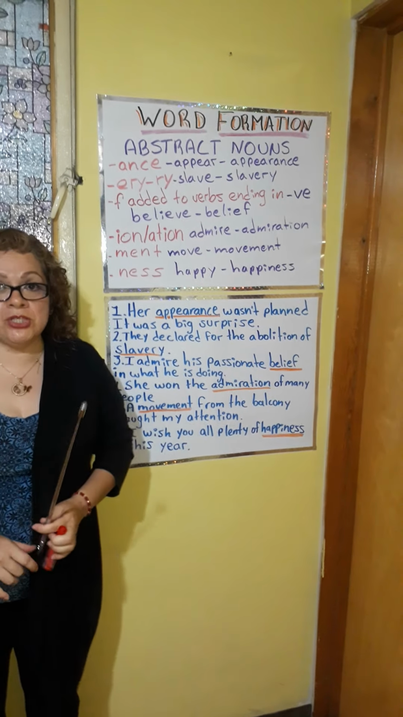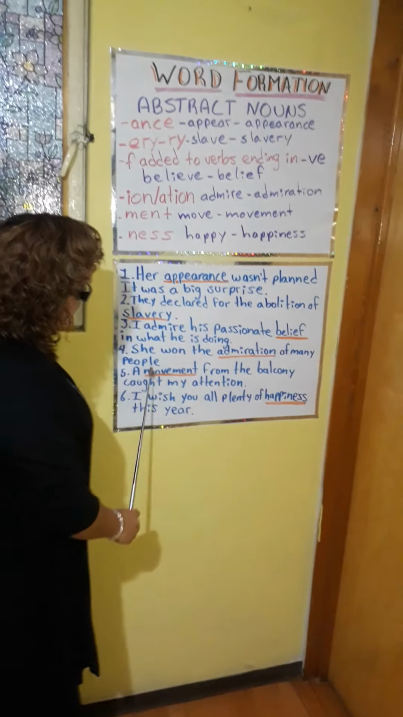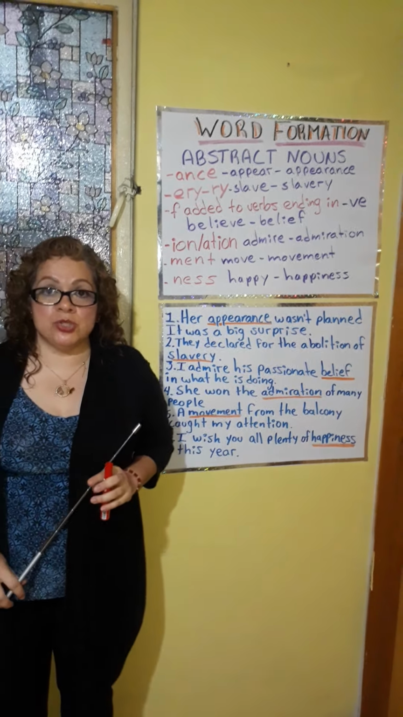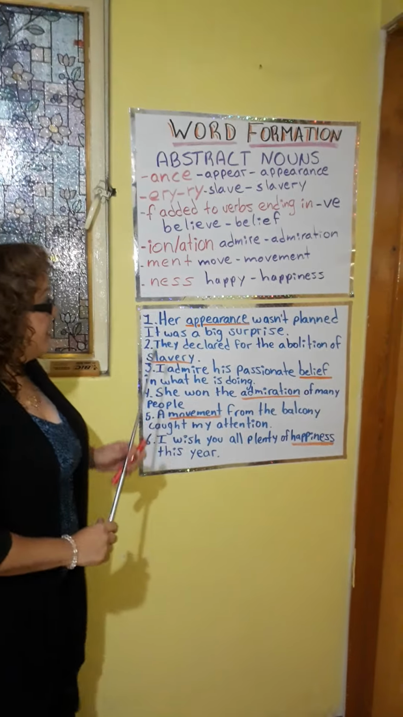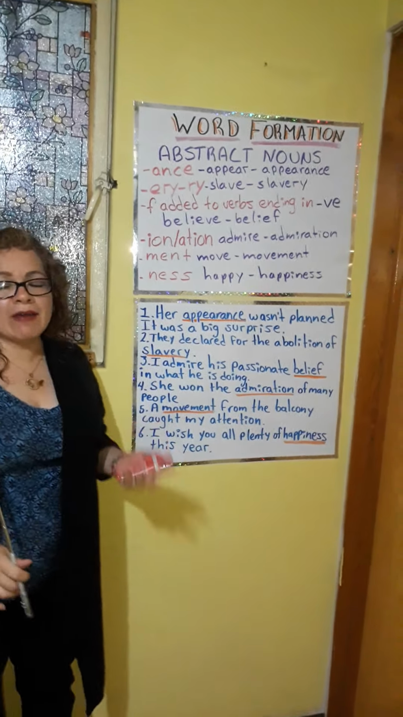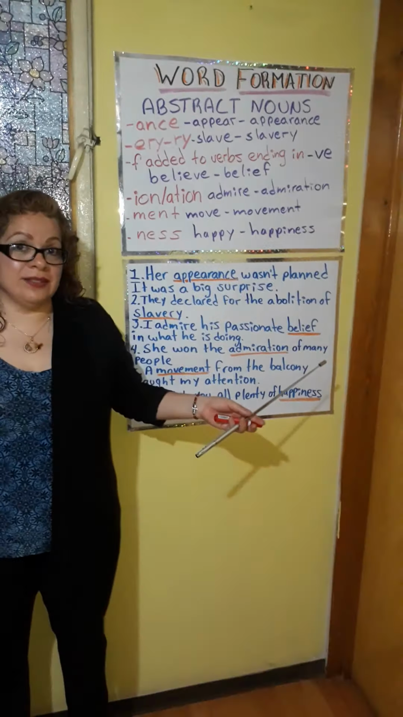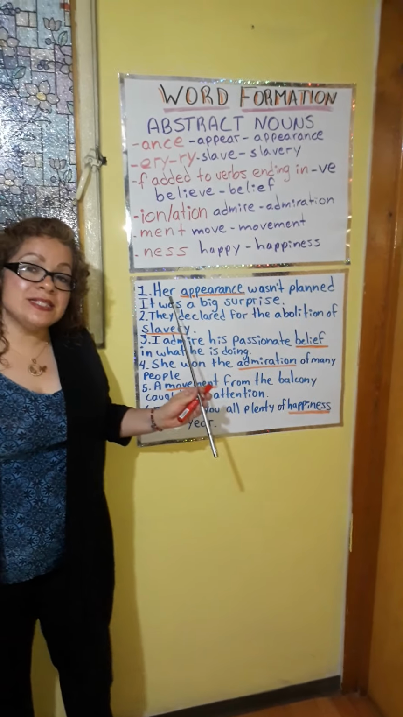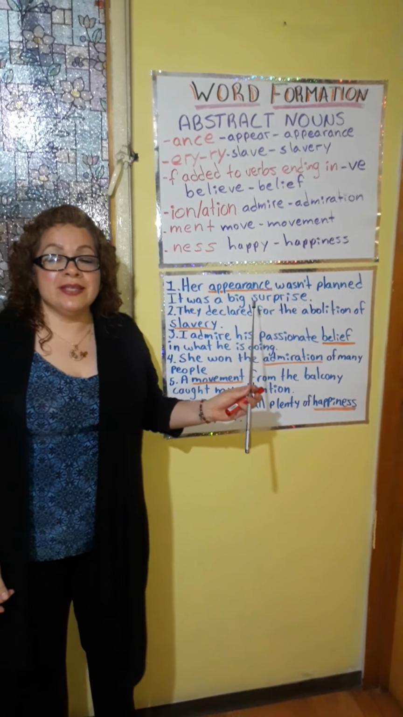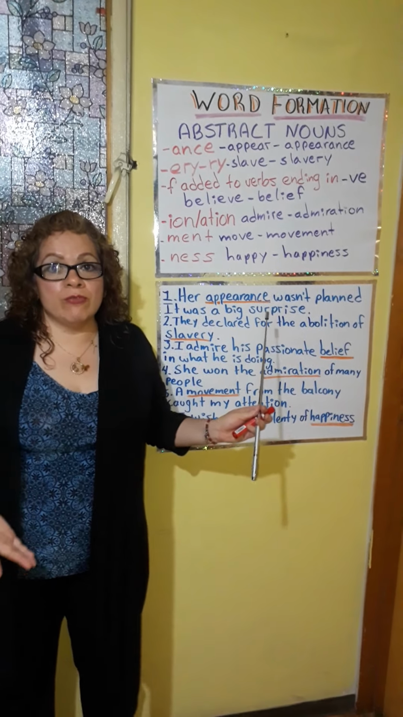So maybe in the word formation exercise, they are going to give you only the gap that you need to complete, like this. So you have to be very careful and analyze the part of speech that you need. For example, in the first sentence, you have, "Her appearance wasn't planned. It was a big surprise." So you have to analyze: "Her ... wasn't planned." Her what? Remember, her is a possessive adjective. After a possessive adjective, you need a noun. So in this case, you are identifying that you need a noun. And this is what you have to do in all word formation exercises.